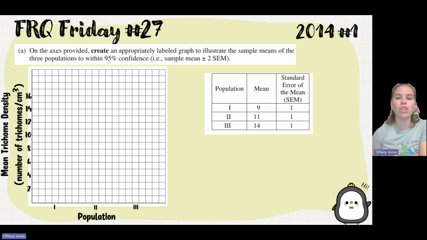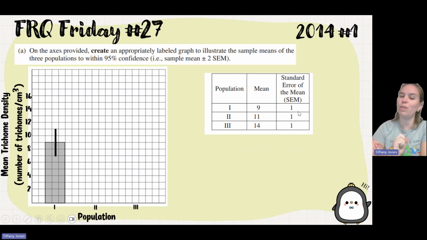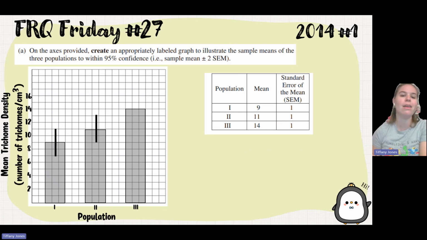So I'm going to graph population 1, which has a mean of 9, and then I'm going to do my standard error of the mean. Now, according to the prompt, it told me I'm doing plus 2 standard errors of the mean, and then also minus 2 standard errors of the mean. So I'm going to go above and below by 2, because my SEM was 1, and 1 times 2 is 2, so I'll go 2 up and 2 down. I then need to graph my population 2, so 11. Again, same thing with my standard error of the mean. And then I'm going to graph population 3, which is 14, 2 standard errors of the mean above and below.